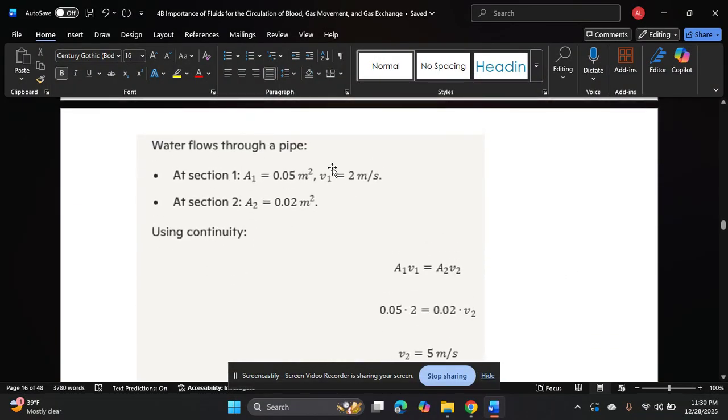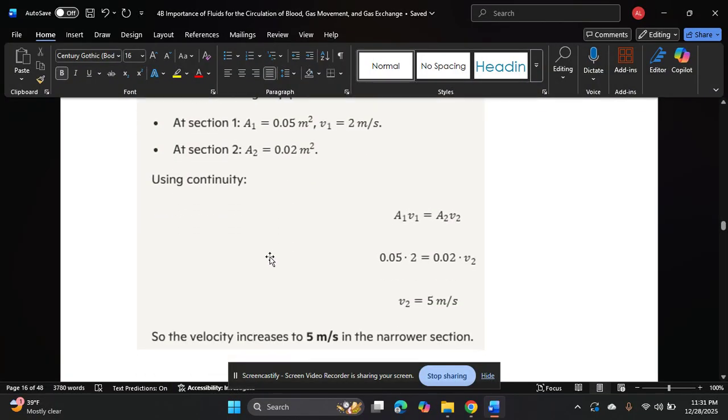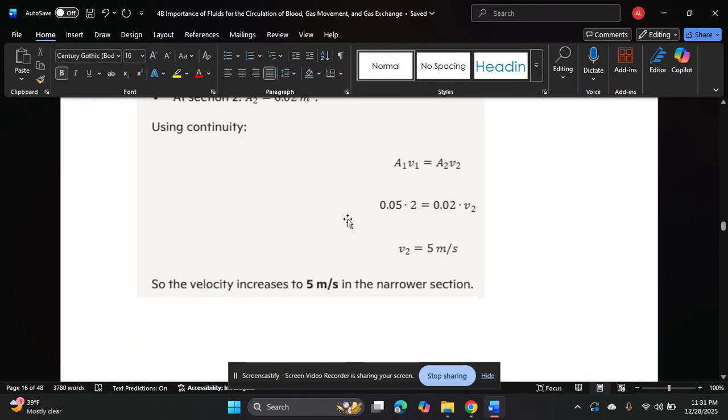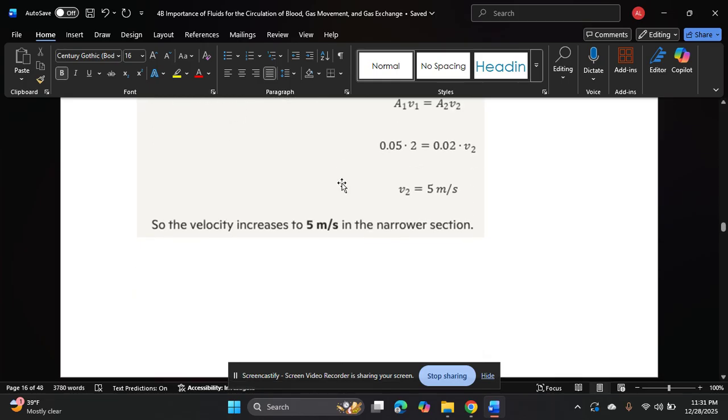All right, so water flows through a pipe at section 1, A1 equals 0.05 meter square, V1 equals 2 meter per second. At section 2, A2 equals 0.02 meter square, right? Using continuity, we have to find V2. A1V1 equals A2V2. 0.05 into 2 equals 0.02 into V2. V2 equals 5 meter per second. All right, so velocity increases to 5 meter per second in the narrower section, right? So if it's narrow, velocity is going to increase.